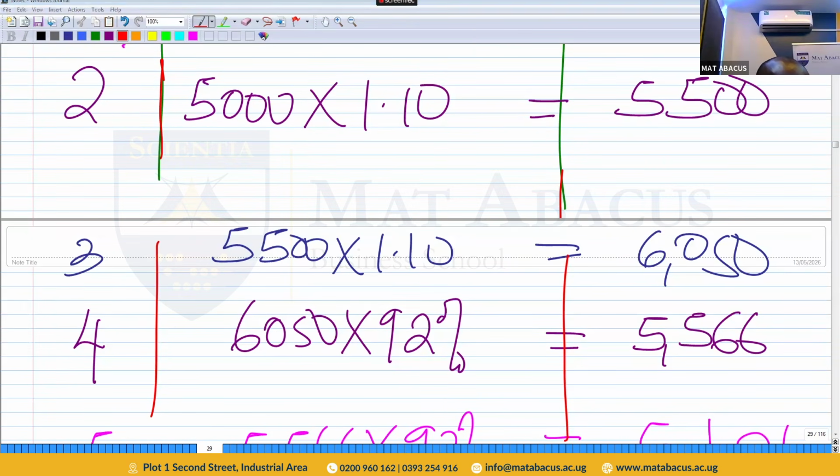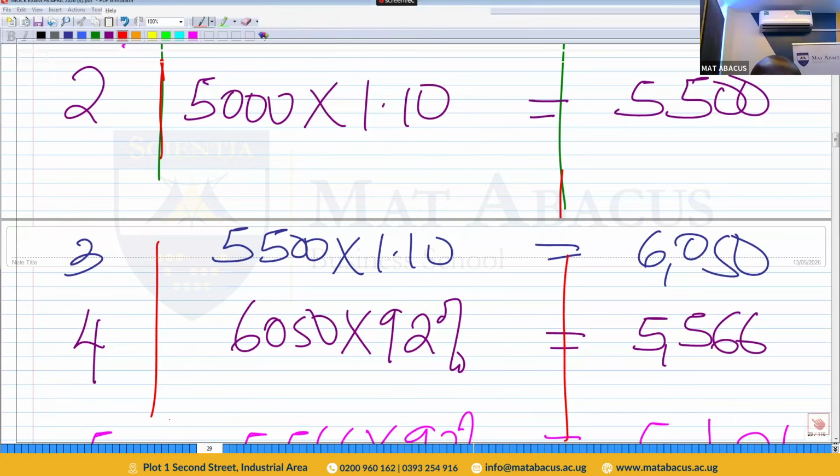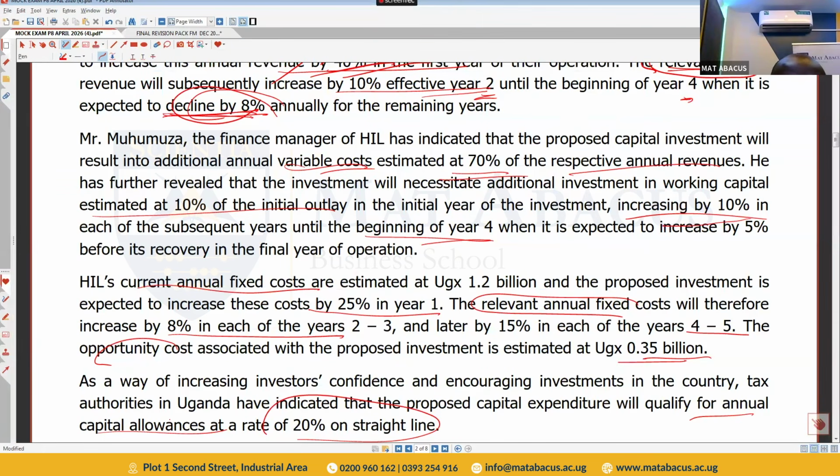So if you go back to the case, we have been told we have stopped here. Mr. Mhumuza, the finance manager, has indicated that the proposed capital investment will result into additional annual variable cost of 70%. I don't need the working for that. When I go to my table, I will be able to do that.